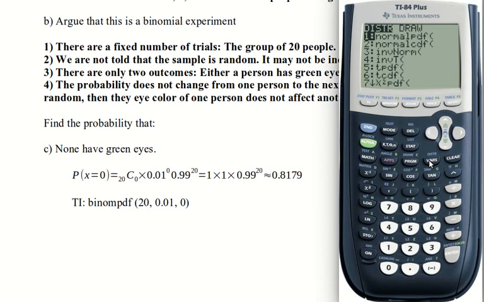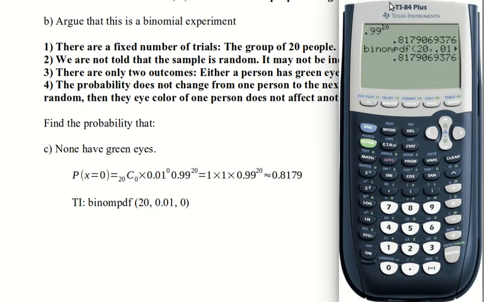Now notice that we could have also gone into the distribution menu by pressing second and then variables, and go down to a binomial probability distribution function. So the PDF, press enter. There were 20 trials. The probability of success was 1%, so 0.01. The number of successes, the random variable, was 0. And let's paste that in and have it do it, and we get the same answer for that as well.